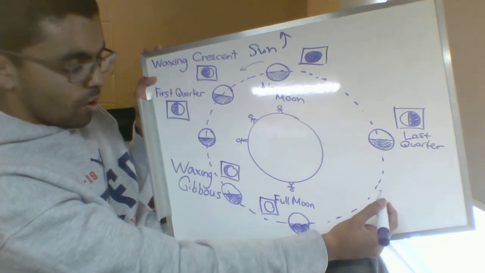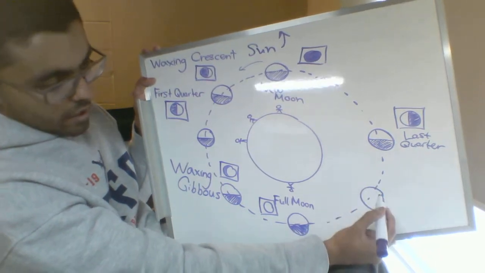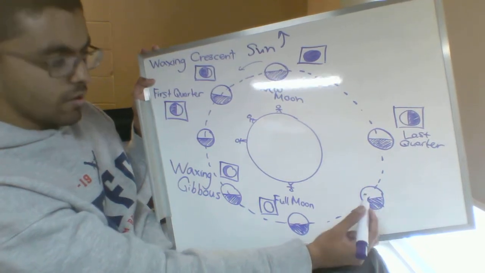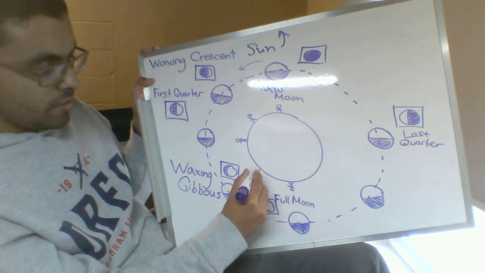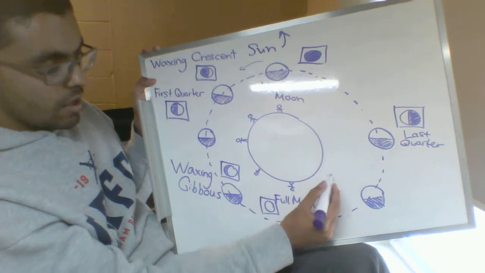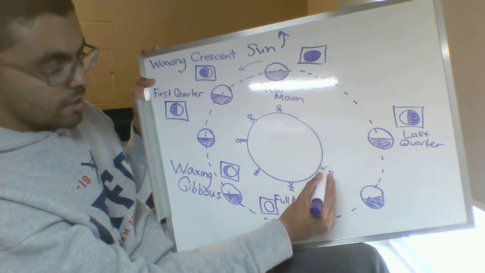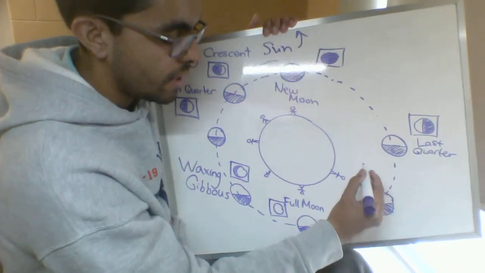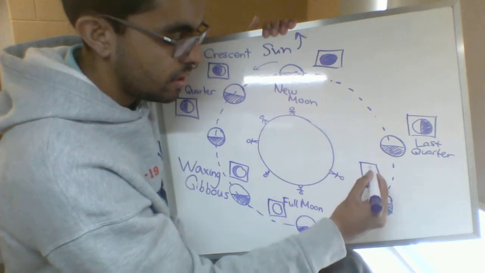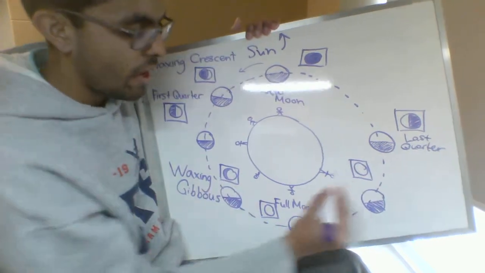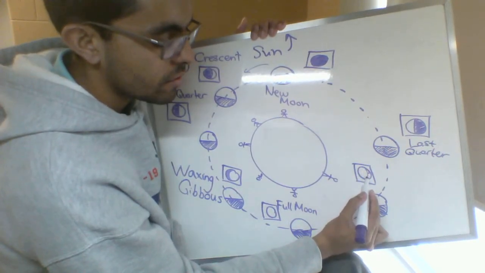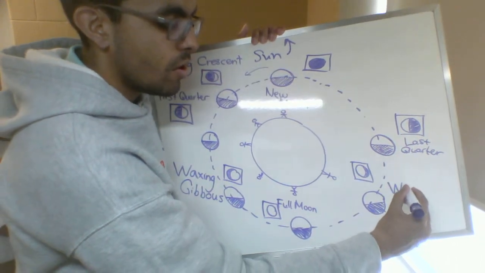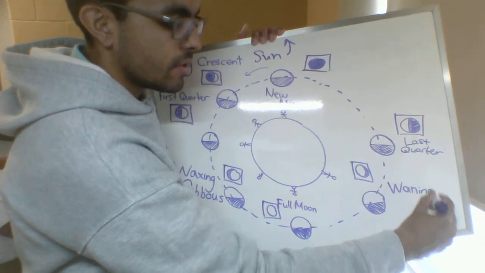Now you can hopefully see where this is going. On the other side, you look up at the moon. I didn't draw in our person. You look up at the moon and you see the same thing as a waxing gibbous, but now on the other side. So instead of the left portion being dark, the right portion is dark. And this is called a waning gibbous.